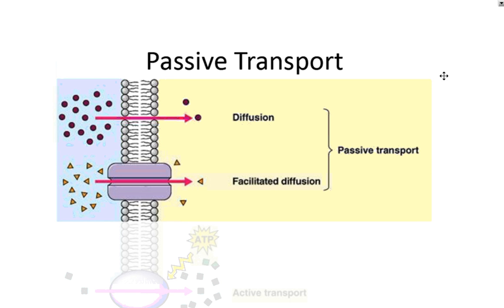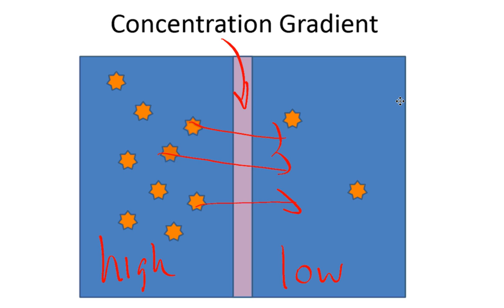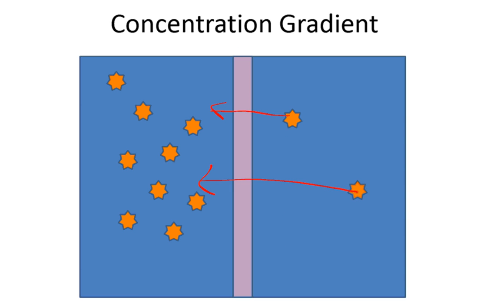And when everything is equal, we say that it is at equilibrium. This is a type of passive transport. Passive transport does not require energy because it's just going downhill. Now, what if we wanted to go back uphill? We wanted to go against the concentration gradient. If we wanted to move these 2 stars this way, well, if it doesn't require energy to go downhill this way, then it will require energy to go against the concentration gradient. And we'll talk more about that.